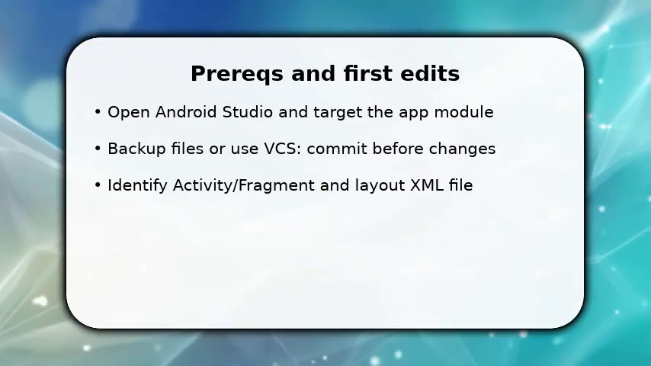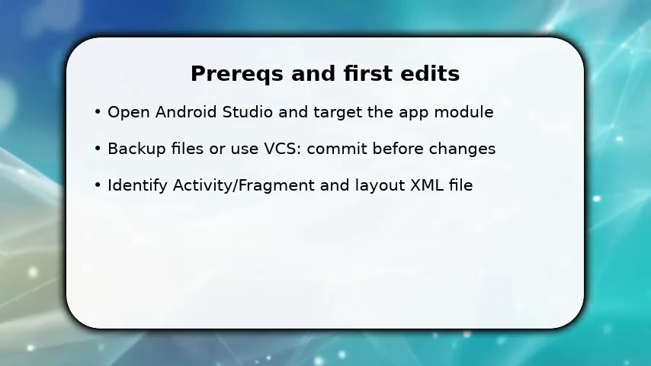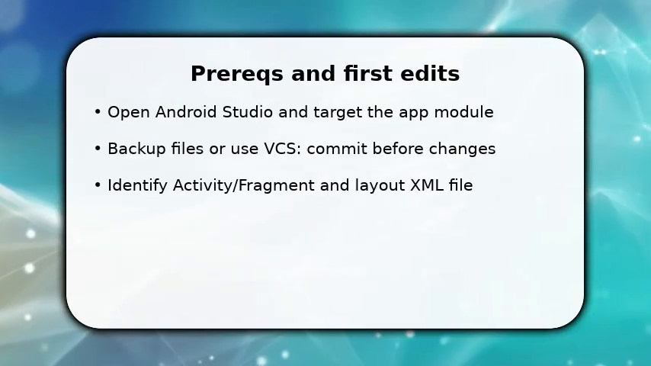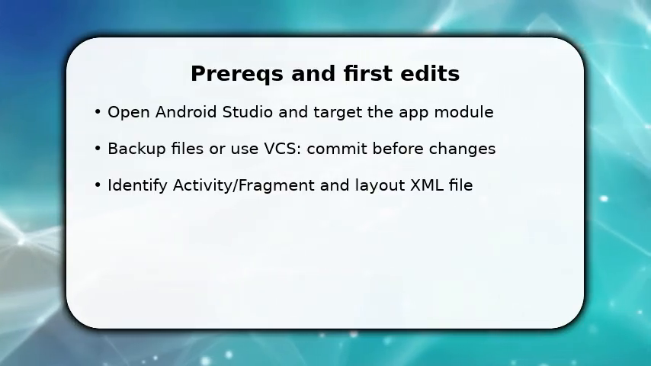You're starting with the essentials. Open Android Studio, check out the app module, and make a quick VCS commit so you can revert. Once done, locate the activity or fragment that shows the menu and open its layout XML.